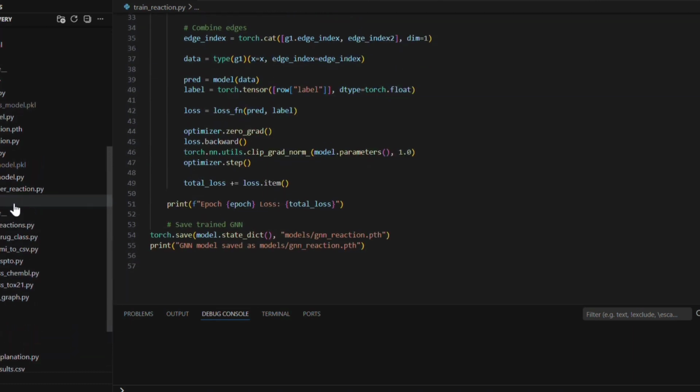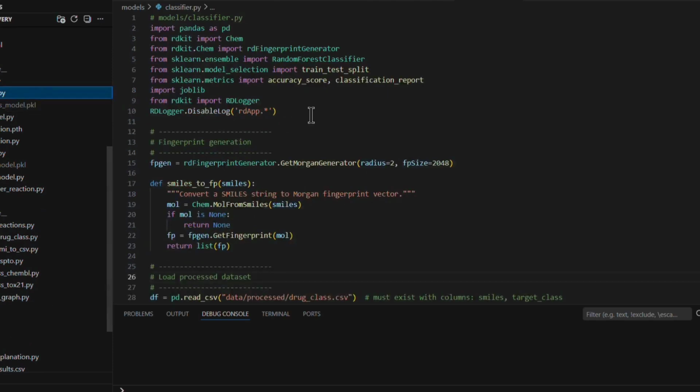And I have one left. This code is used to train an ML model to classify molecules into different drug categories. It converts the molecule's chemical structure into numerical fingerprints using RDKit. A random forest classifier is trained on this data to learn patterns between molecules and their drug classes. The model is evaluated using accuracy and classification metrics to check performance. Finally, the trained model is saved for future use in drug classification tasks.